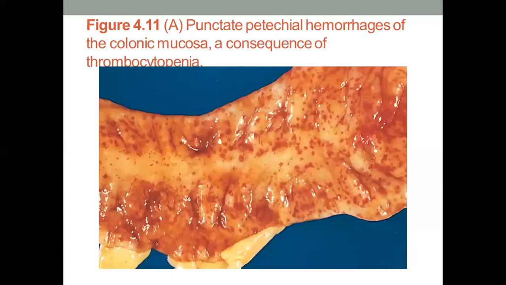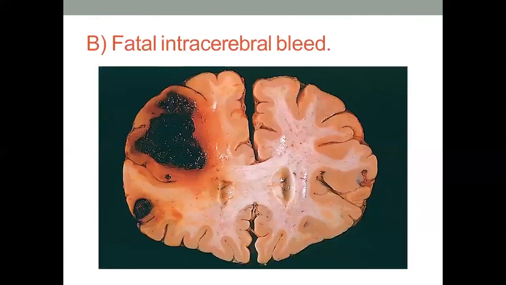You can see here punctate petechial hemorrhage of the colonic mucosa, a consequence of thrombocytopenia. This is petechial hemorrhage, 1 or 2 mm in diameter. This is a picture from Robbins. This is fatal intracerebral bleeding. The intracerebral bleeding you can see is due to defect in platelet, thrombocytopenia. This is the corpus callosum. You can see it. Intracerebral hemorrhage.